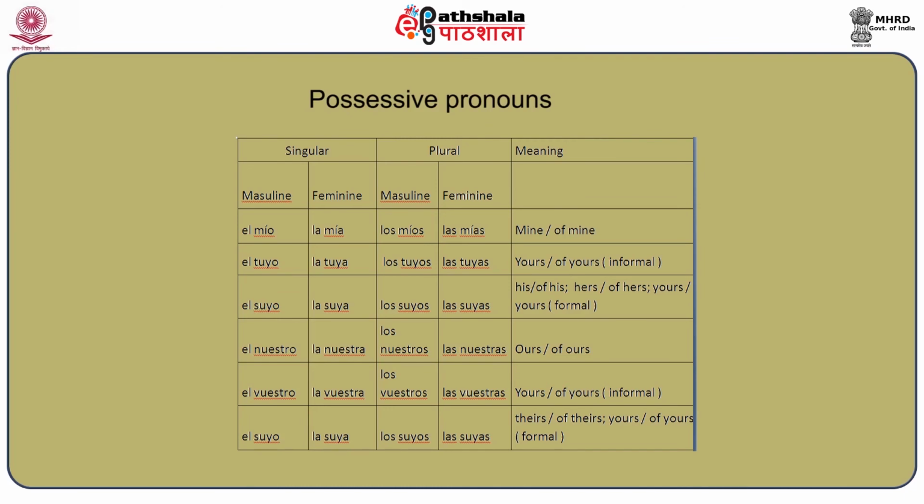Possessive adjectives are used with the noun. Possessive pronouns are used instead of the noun. So the possessive pronouns are el mío, la mía, los míos, las mías, meaning mine; el tuyo, la tuya, los tuyos, las tuyas, meaning yours; el suyo, la suya, los suyos, las suyas, meaning his or of his, hers or of hers, yours, formal; el nuestro, la nuestra, los nuestros, las nuestras, meaning ours.